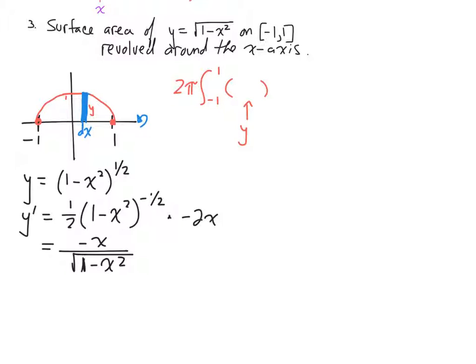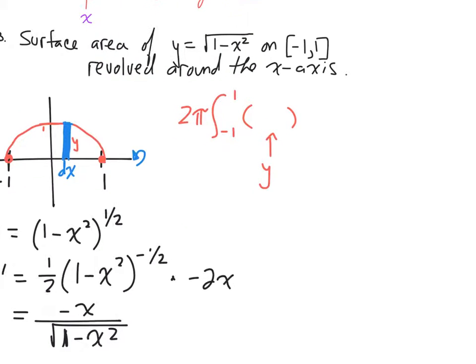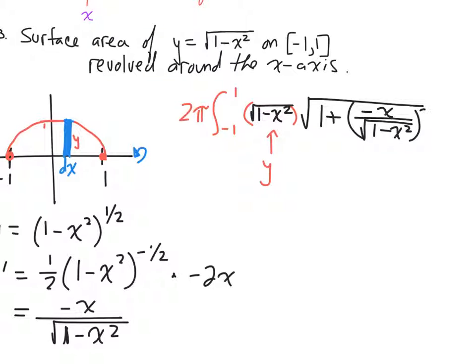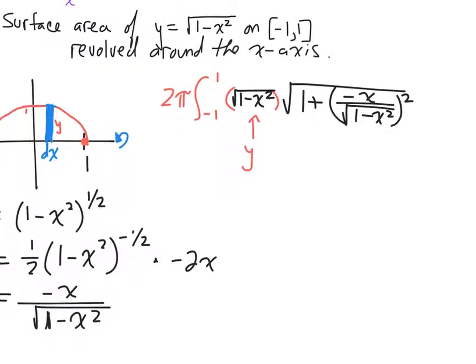All right, so that's my derivative. So that's going to get chucked in my arc length formula. Now, the y value, I just cut to the chase. Y is equal to the square root of 1 minus x squared. So I could just pop that right in. So then multiply by the square root of 1 plus -x over the square root of 1 minus x squared, squared, all dx.